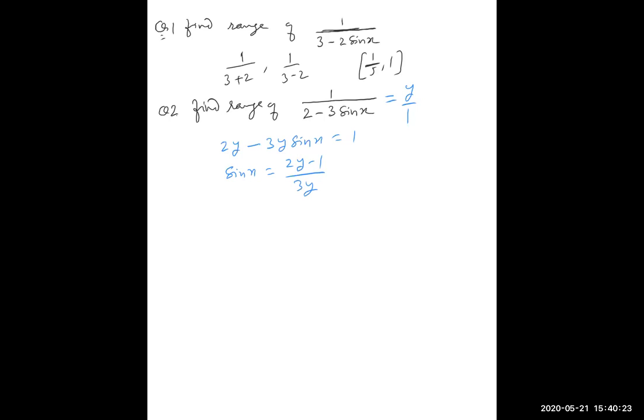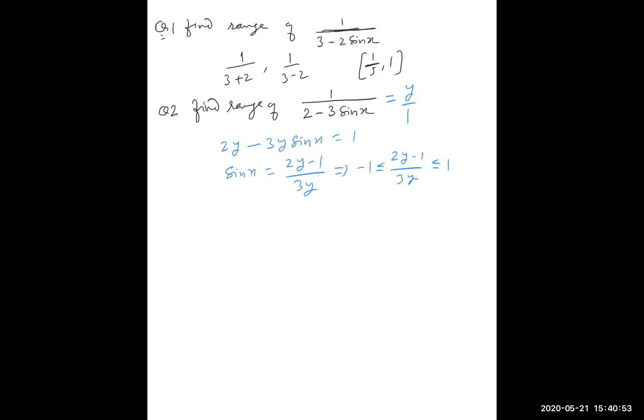Now I will take two cases. This quantity must lie between minus 1 to 1. Correct? Because the left hand side lies between minus 1 to 1, so the right hand side also lies between minus 1 to 1. So from here I will get that 2y minus 1 upon 3y is greater than minus 1 and this must be less than 1. So I will solve this inequality. This inequality will be converted into two parts.